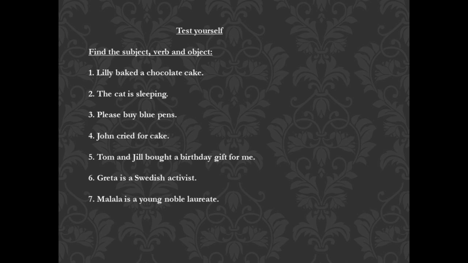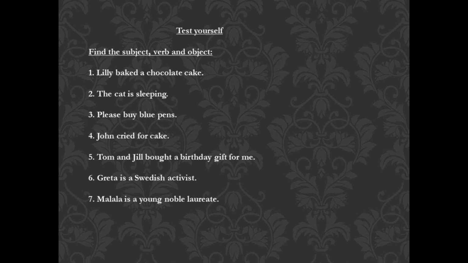So bought here is the verb. And when you ask the question, Tom and Jill bought what? You get an answer, a birthday gift. So, a birthday gift is the object here. Tom and Jill is the subject. Bought is the verb. A birthday gift is the object here.